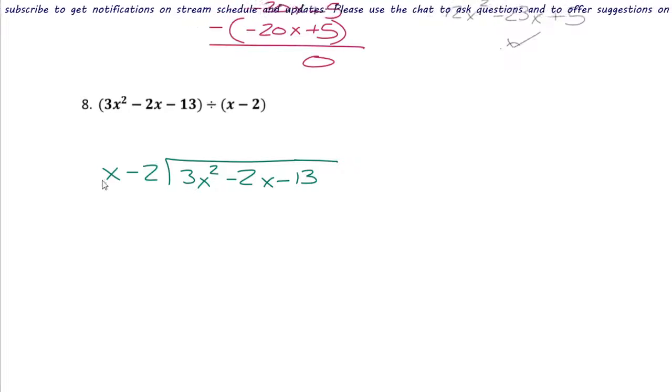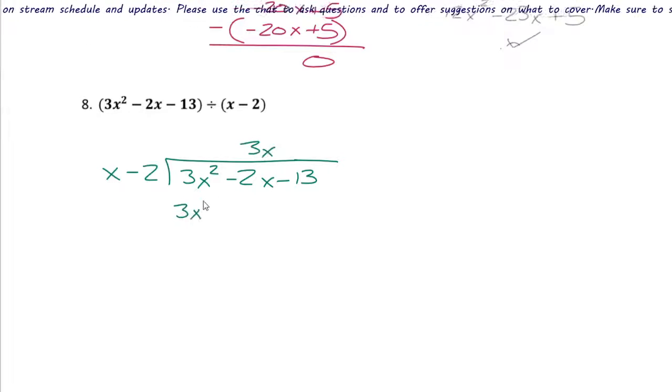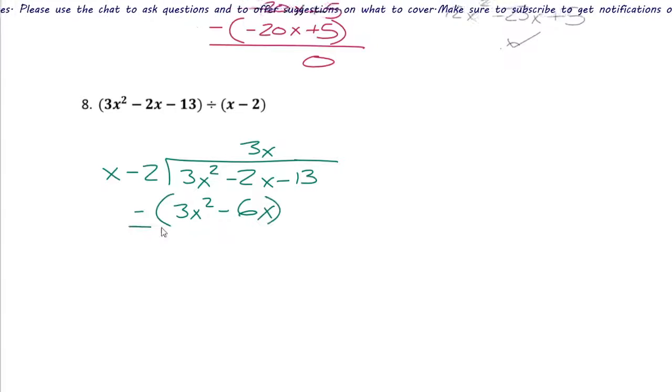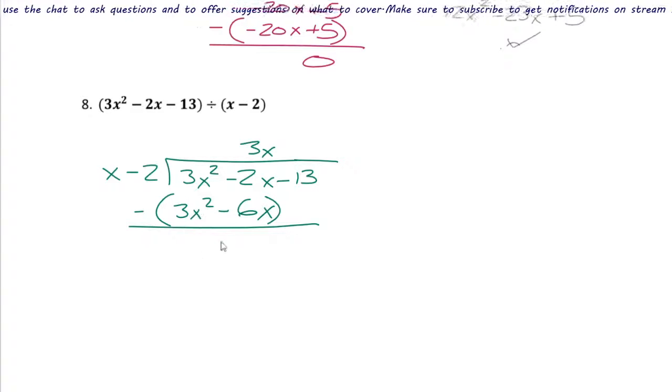So what do I need to multiply x by to get to 3x squared? I need to multiply it by 3x. 3x times x is 3x squared. 3x times negative 2 is negative 6x. Subtract it. 3x squared minus 3x squared is going to be 0. Negative 2x minus negative 6x, or plus 6x. So negative 2 plus 6 is going to be positive 4x. Minus 13.